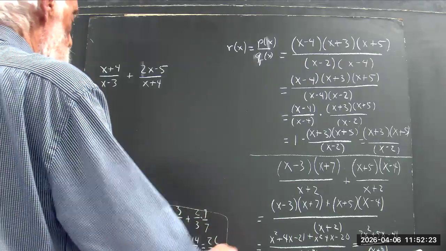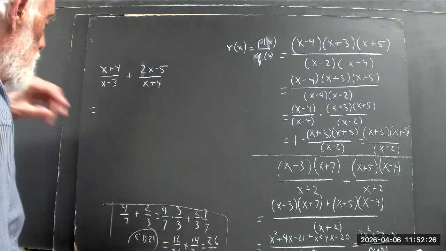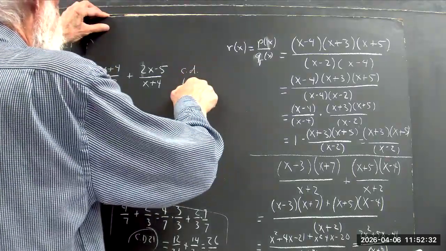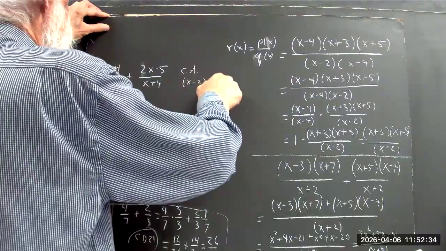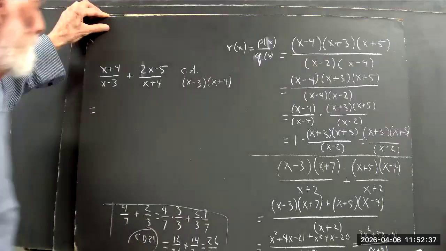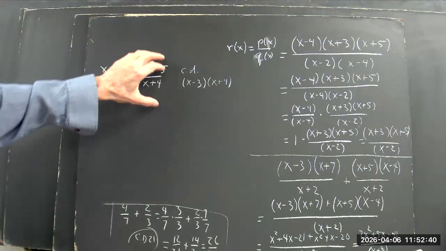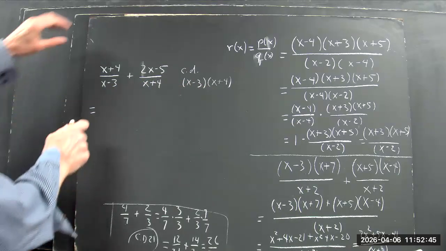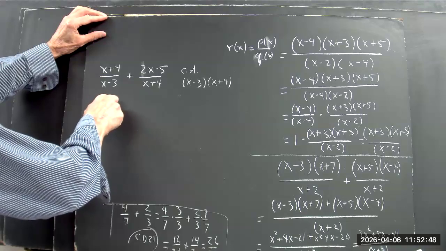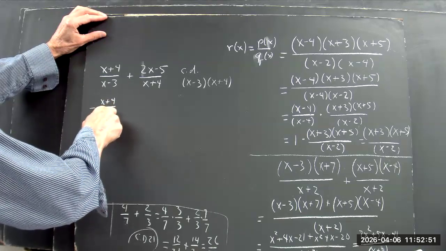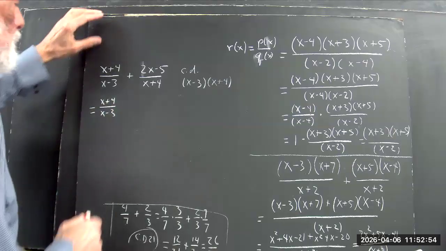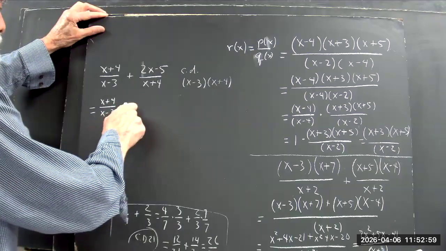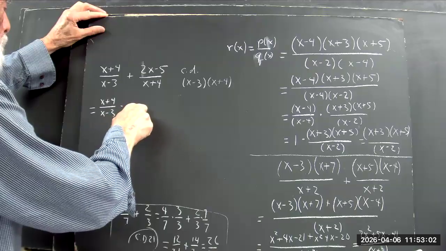Okay, just to review what we do when we add fractions. We're going to do something very similar here. We're going to say the common denominator is x minus 3 times x plus 4. So we have to rewrite both of these fractions with denominator x minus 3 times x plus 4. Well, take the first expression, x plus 4 over x minus 3. We want to get the denominator x minus 3 times x plus 4. And we've got the x minus 3, so we need a denominator x plus 4.